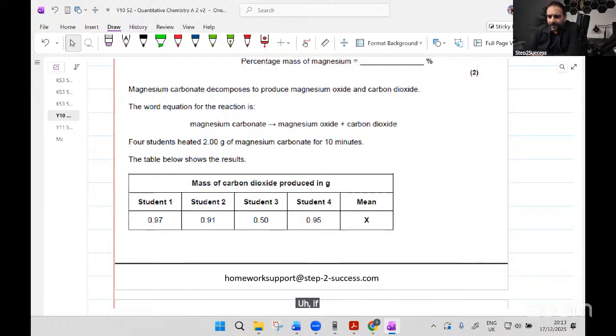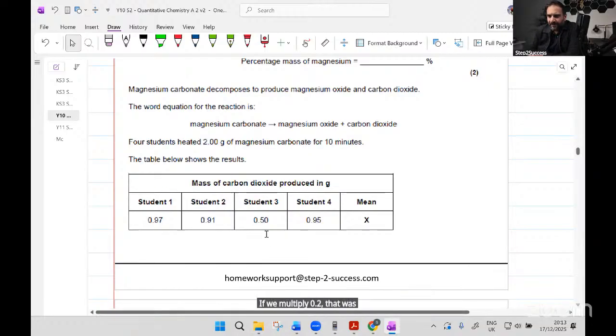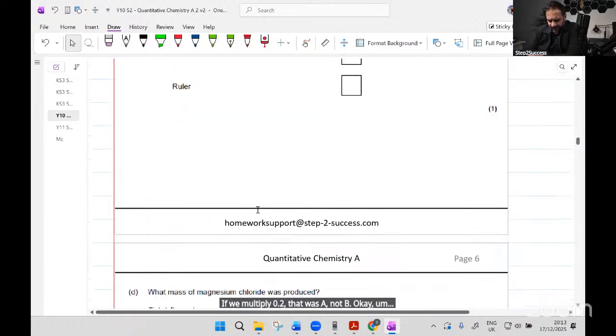If we multiplied 0.2, that was A, not B. Okay. Hang on, let me get back to that first.